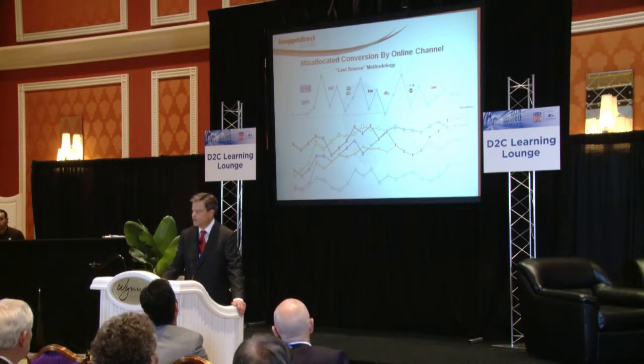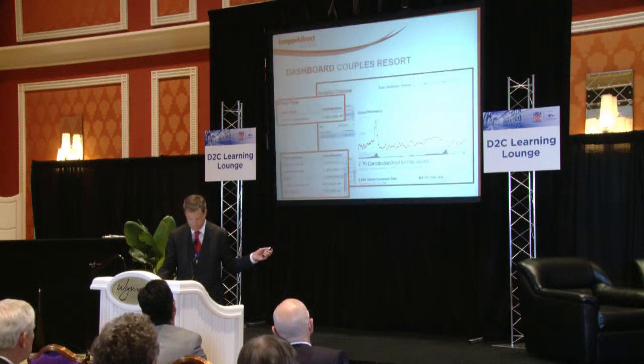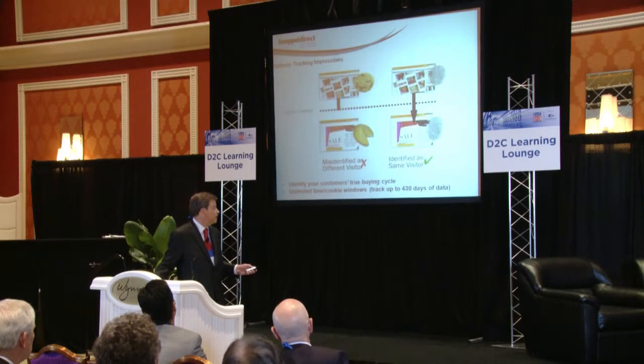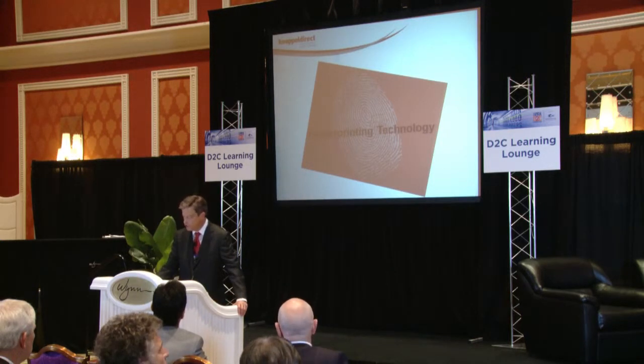So what we see here in this slide is what online conversion looks like as a result of a consumer seeing a TV spot. And in this case, the online conversion is misallocated. As you can see, the lines are overlapping, so it's impossible to decipher which channel the online impact is coming from. That's where digital fingerprinting technology comes into play. It's a superior comprehensive approach that's far more accurate than looking at media in one-dimensional terms, in silos.